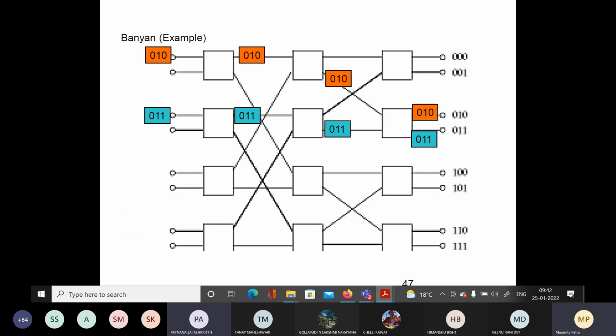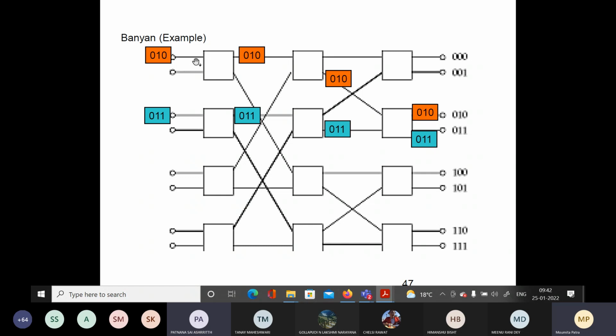All right, so please remember this is a 2 cross 2 switch. So this line is tagged as 0, and this line is tagged as 1. I'm sorry, my pen is not working on this one, otherwise I would show you by writing on this. If you do not understand, please let me know.